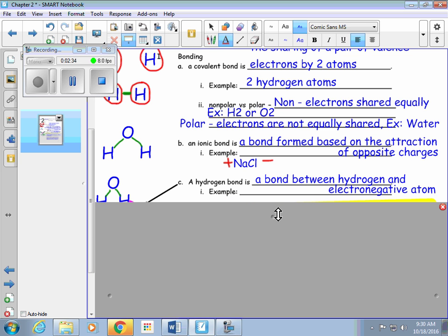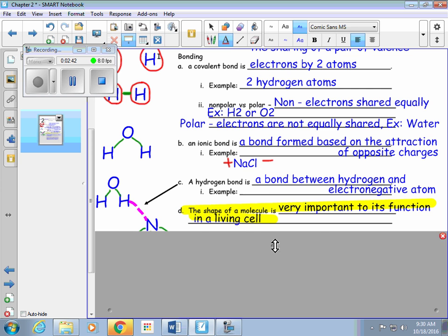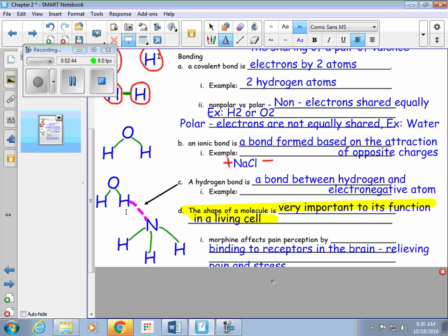And the third type of bond is a hydrogen bond. This is a bond that forms between hydrogen and an electronegative atom. I've got a picture over here of a bond formed between the hydrogen from a water molecule and the nitrogen of an ammonia molecule. The pink represents the hydrogen bond.